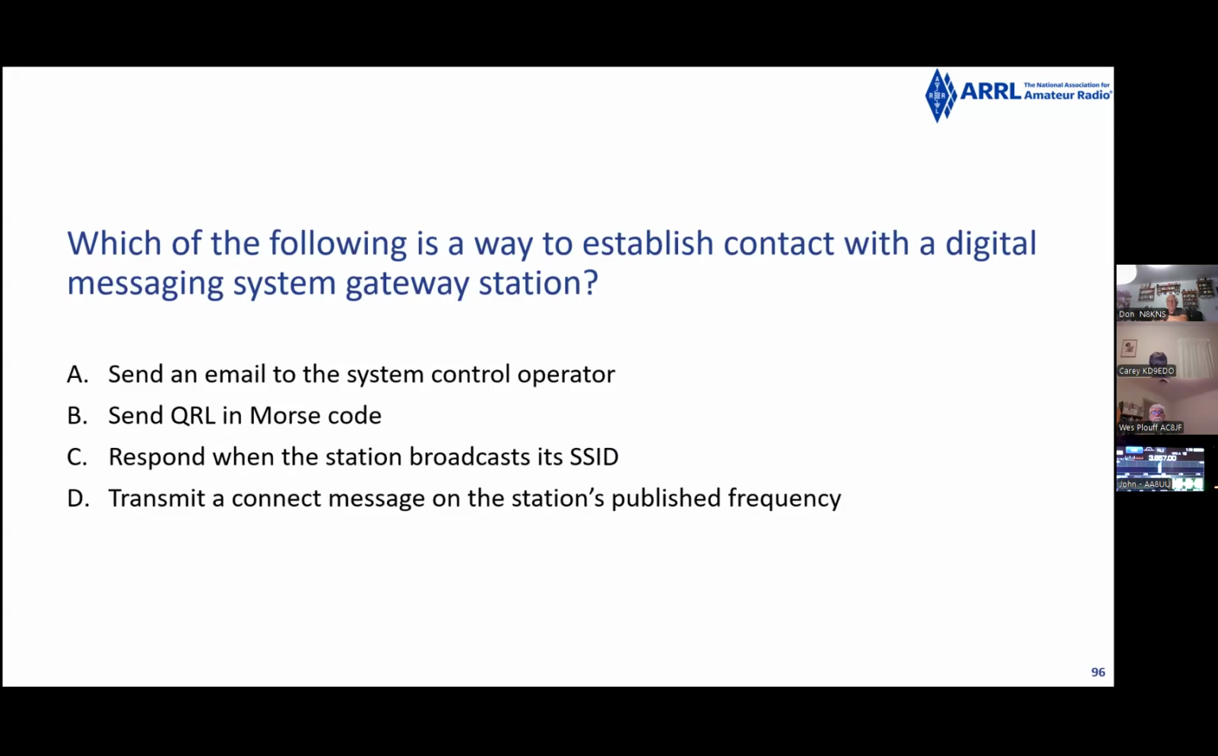The following way to establish contact with a digital method: the control operator. B, send QRL in Morse code. C, respond when the station broadcasts SSID. Or D, transmit a connect message on the station's published frequency.